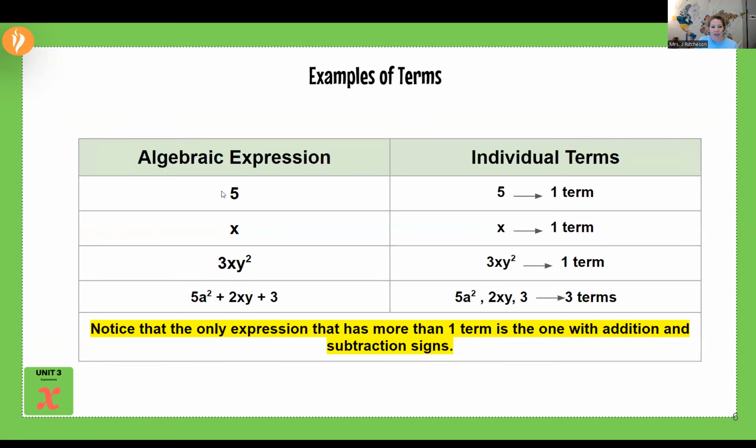So here we only have one term, which is a +5. Here we have one term in this expression, which is a 1. I'm sorry, it's not a 1, it's an x. This whole thing is a term because there's no plus or minus signs separating any of the parts of this expression. So this is only one term. However, this one has 3 separate terms. They're separated by plus symbols. So 5a squared is one term, 2xy is another term, and the third term is a 3.